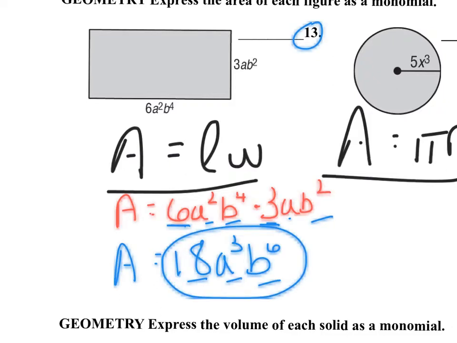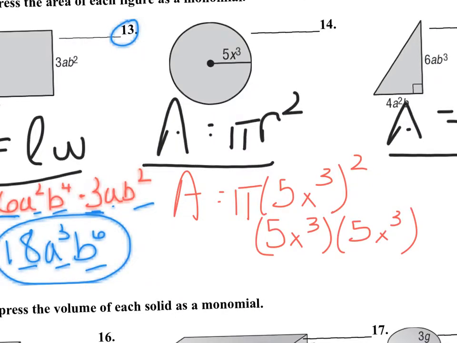Now move on to the circle and substitute in the radius for the variable r. You should have substituted in 5x cubed for r in the formula, and since it's squared, you're multiplying 5x cubed times 5x cubed. Don't forget the pi out front. In geometry, it's actually more precise to leave it as pi, so all you really have to do is worry about simplifying these two monomials here, and see if you can do that on your own by pressing pause, writing it down, and then pressing play when you're ready to check your answer.